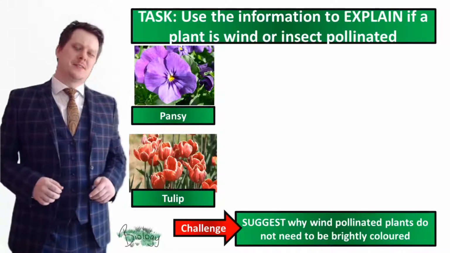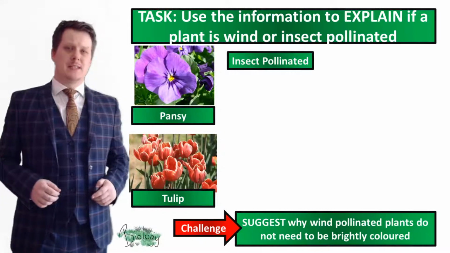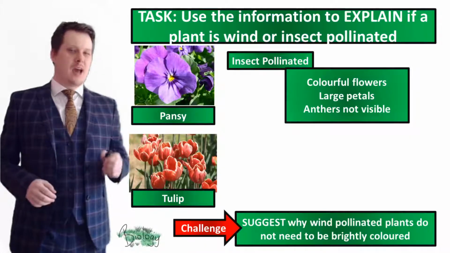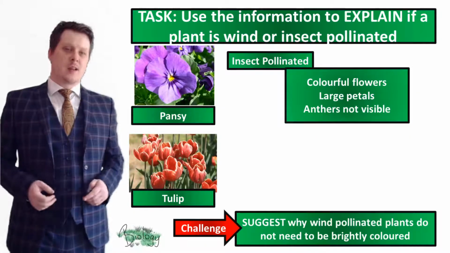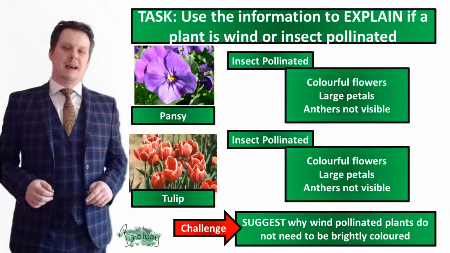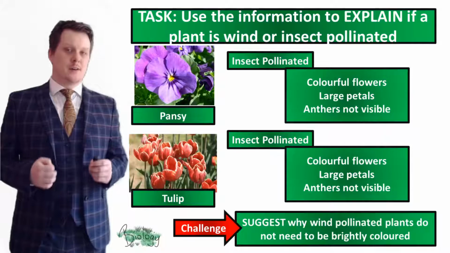Have you got your answers? Our pansy is insect pollinated. We can tell because it's got brightly coloured flowers, it's got large petals, and the anthers aren't visible. It's very much like our tulip, which we can say is insect pollinated because it's got colourful flowers, large petals, and the anthers aren't visible.